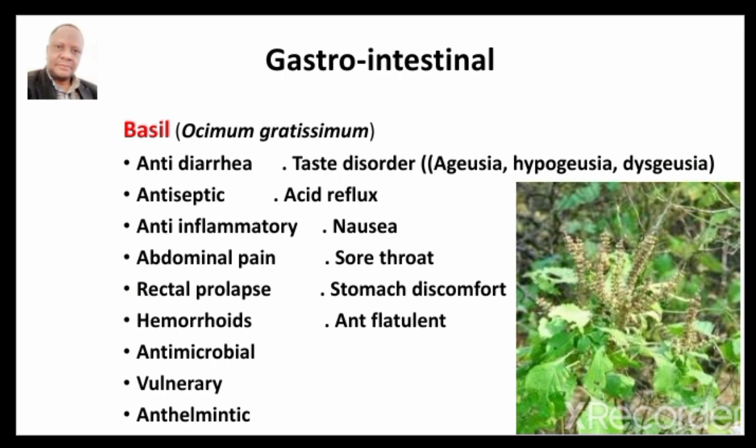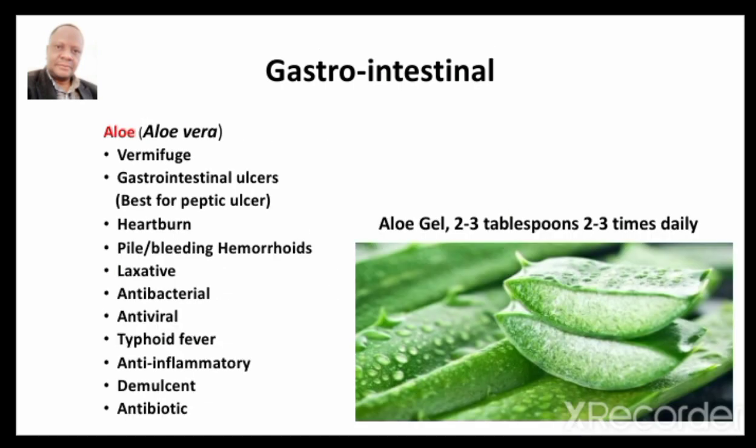Then, I've mentioned before that it can also address nausea, sore throat, and stomach discomfort, and it has the ability to remove excess gas from the system. It has anti-flatulent property. The second herb we are looking at today is aloe vera.